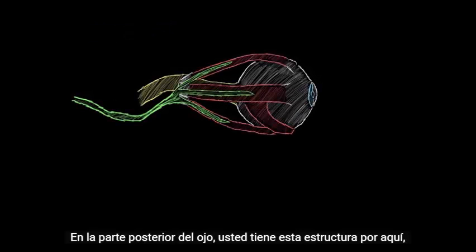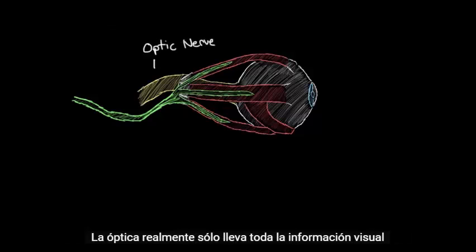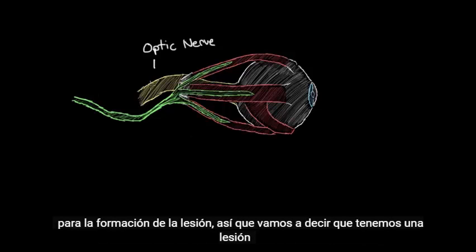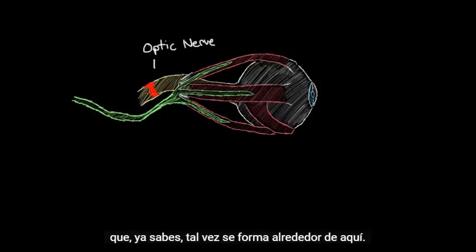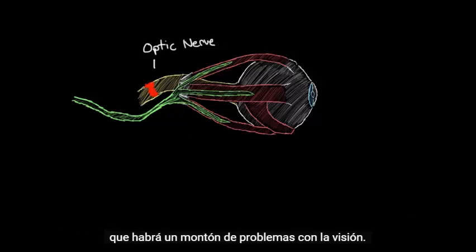And so at the back of the eye, you have this structure over here called the optic nerve. And the optic nerve really just carries all the visual information picked up from the eye to the rest of the brain. And as it turns out, it's actually a pretty common site for lesion formation. So let's say we have a lesion that maybe forms around here. So if you get lesions in the optic nerve, then you can imagine that there will be a lot of problems with vision. Now, it's not as severe as total blindness, but in general, your vision is impaired.